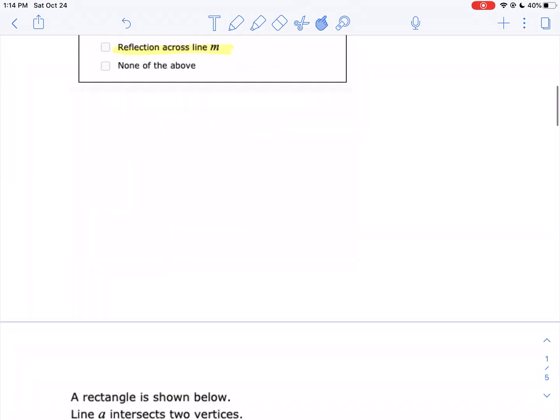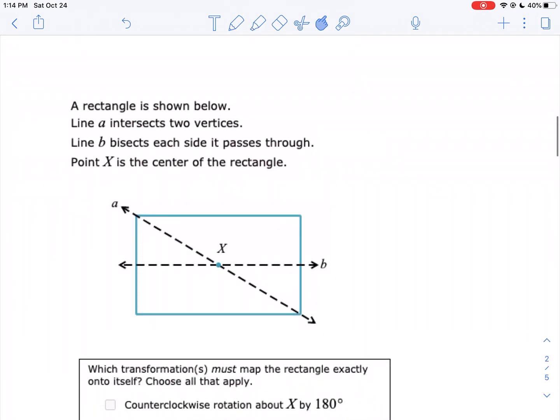Let's take a look at another shape. Here's a rectangle. Now, notice, rectangle is not regular. It's not always the same. How about 180-degree rotation? If we flip it 180 degrees, while rectangle is opposite sides the same, so yes, that one would work.